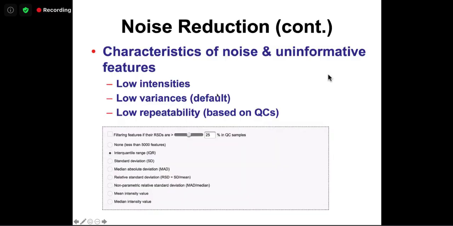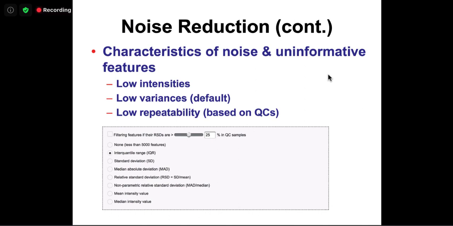So here is noise reduction, or data filtering. You can choose different filters: low variance, low intensity, low repeatability. If you choose none, it basically only allows you to have 500 features, which is usually sufficient. If you have more than 5,000 features, a filter will be applied whether you choose one or not, removing whatever has low variance or low intensity. We found this is healthy for the server and also healthy for the data analysis.